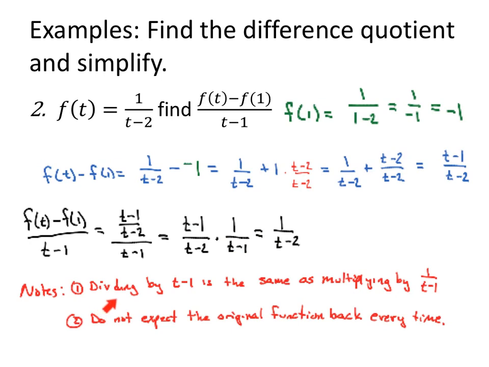Now, a couple of notes. Dividing by t minus 1, like I said, is the same as multiplying by its reciprocal. The second thing, funky example. Do not expect the original function back each time. That was just the random choice of 1 happened to work out that way in this particular example. It doesn't usually happen.